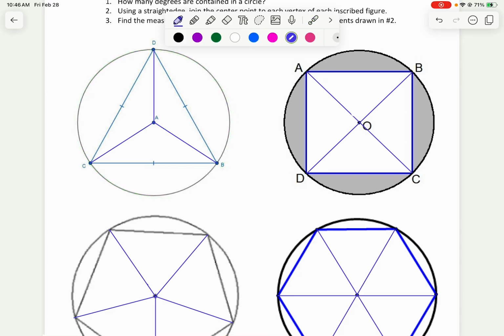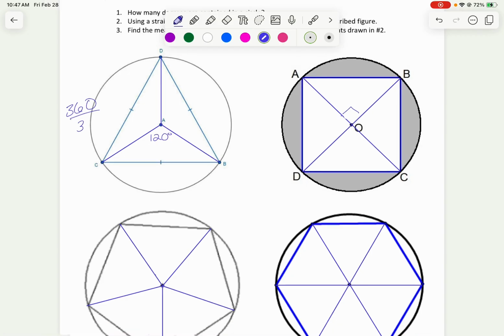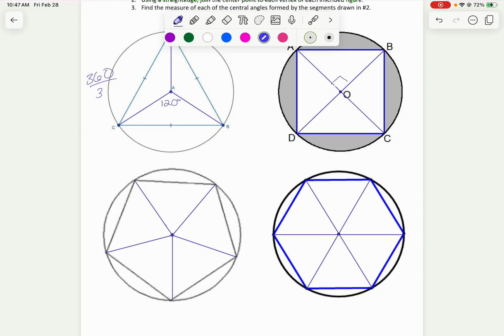So for a triangle, the central angle is going to be 120 degrees, because 360 divided by 3 is 120. Then for the square, you're dividing 360 by 4, so this is a 90-degree angle. For 360 divided by 5, you're getting 72 degrees. And then divided by 6, you're getting 60 degrees.